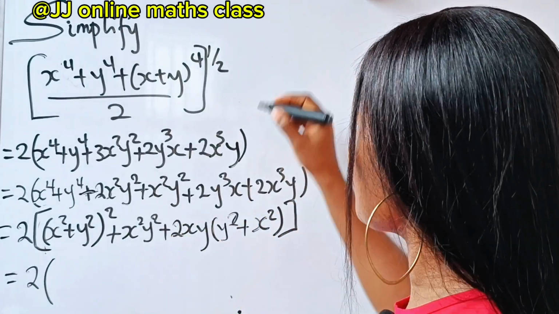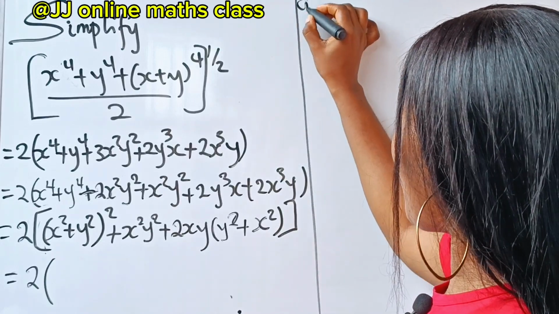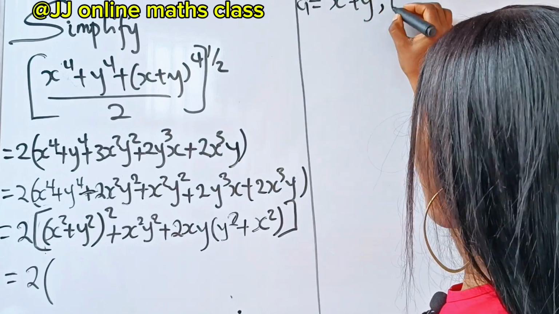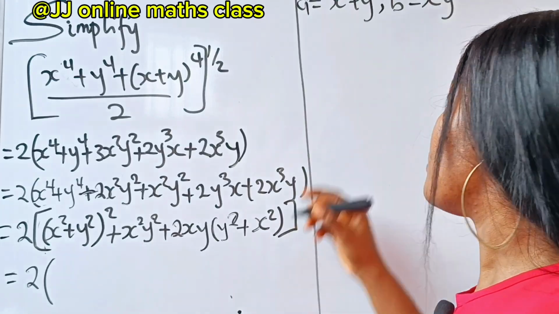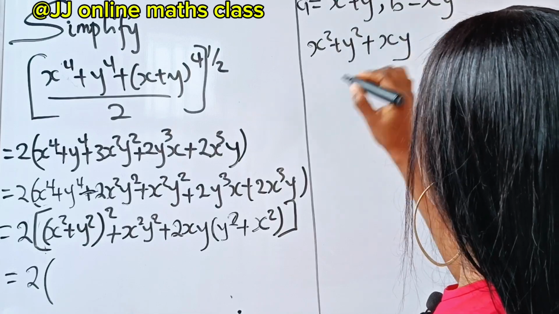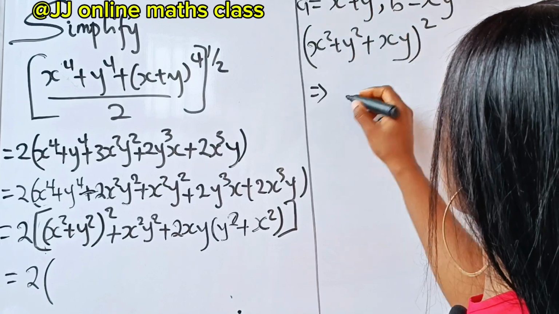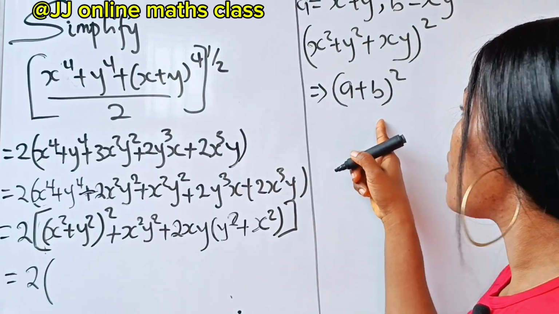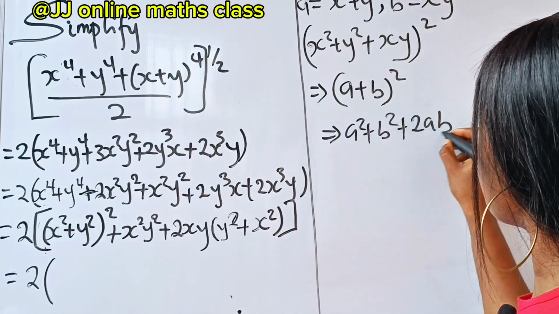Notice that if our A is equal to x squared plus y squared, and our b is equal to xy, then x squared plus y squared plus xy all squared is the same thing as (a plus b) squared. If we open this bracket, we will have a squared plus b squared plus 2ab.